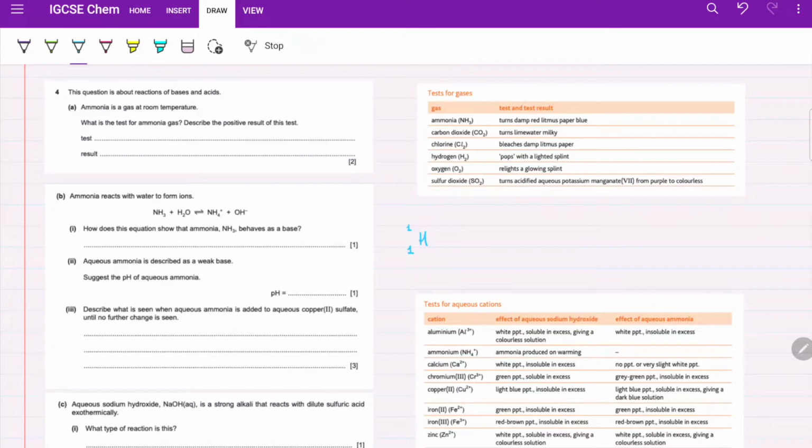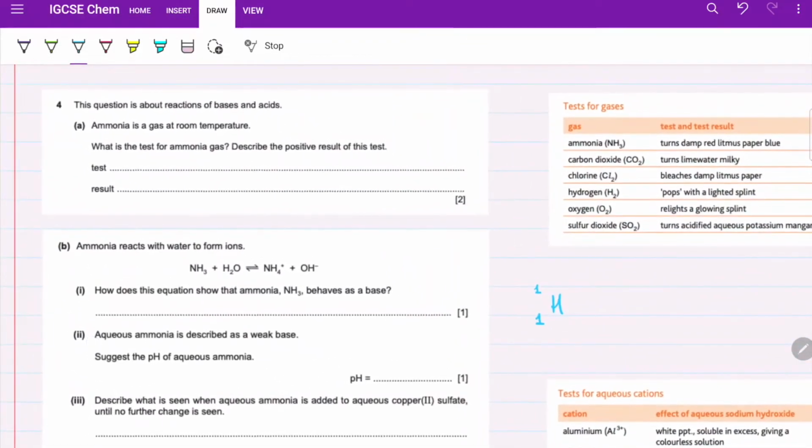So we'll be solving question 4 and 5 of this paper. So let's get started. So question 4. This question is about reactions of bases and acids. Ammonia is a gas at room temperature, and what is the test for ammonia gas? Describe the positive result of this test.